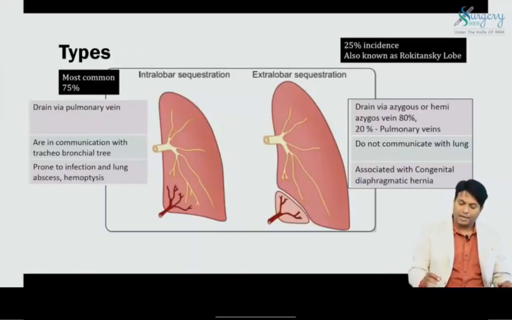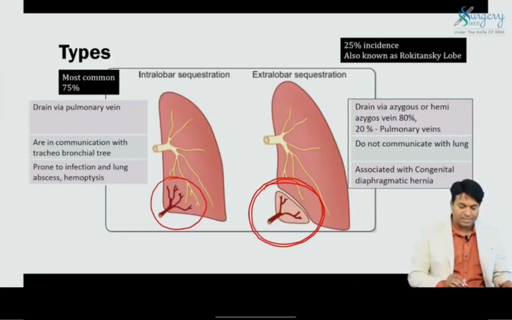Okay. So this is an extralobar sequestration. You can see this is known as Rokitansky lobe. Intralobar sequestration is having communication with the bronchial tree.